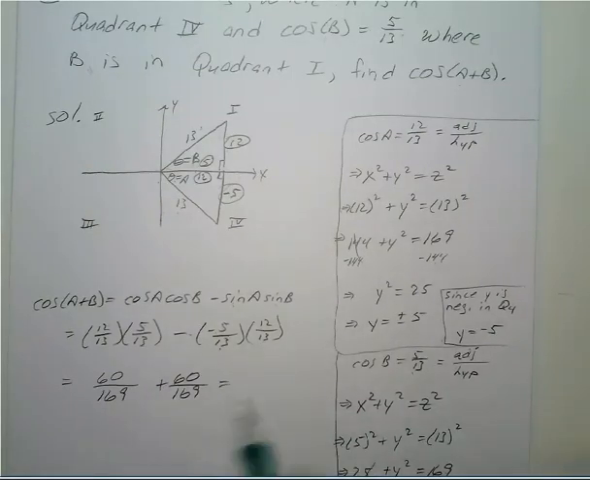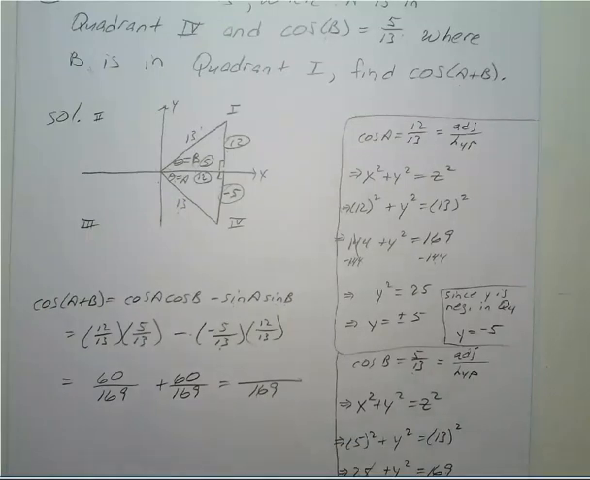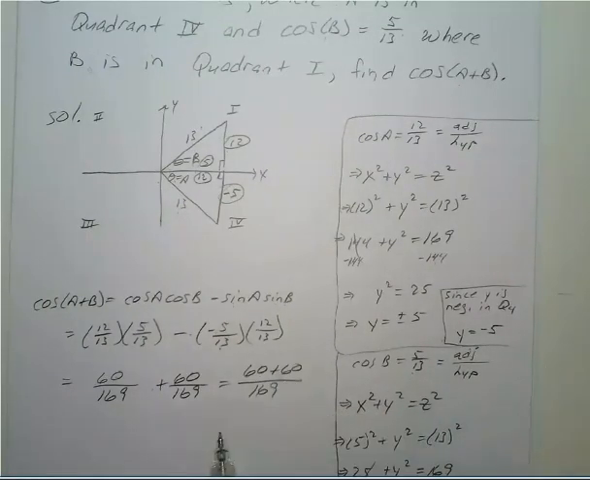So we have our common denominators. So our answer will be over 169, so it's just 60 plus 60, or just 120 over 169, which is the value of our cosine of a plus b.